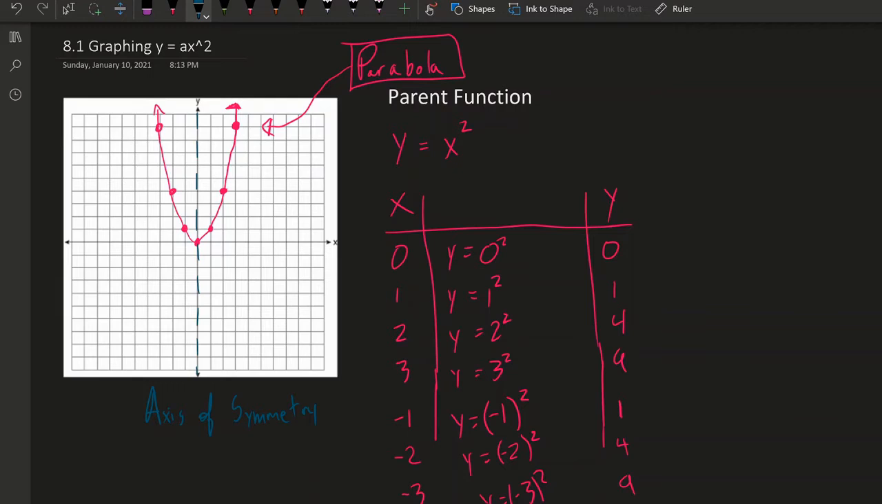Another thing that's going to show up a lot later that I want to talk about is this point right here, this specific dot. This is the turning point of the parabola. We call that the vertex.